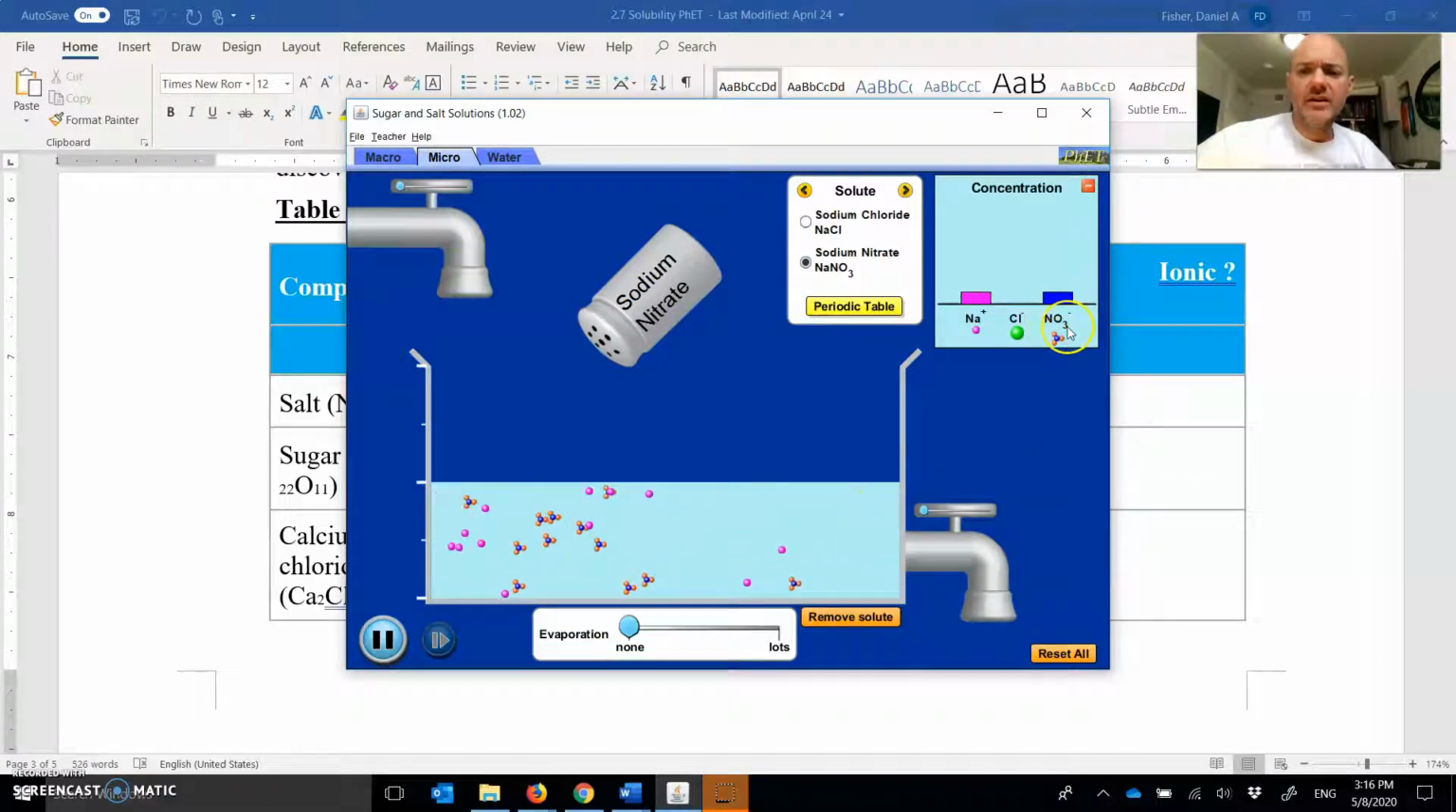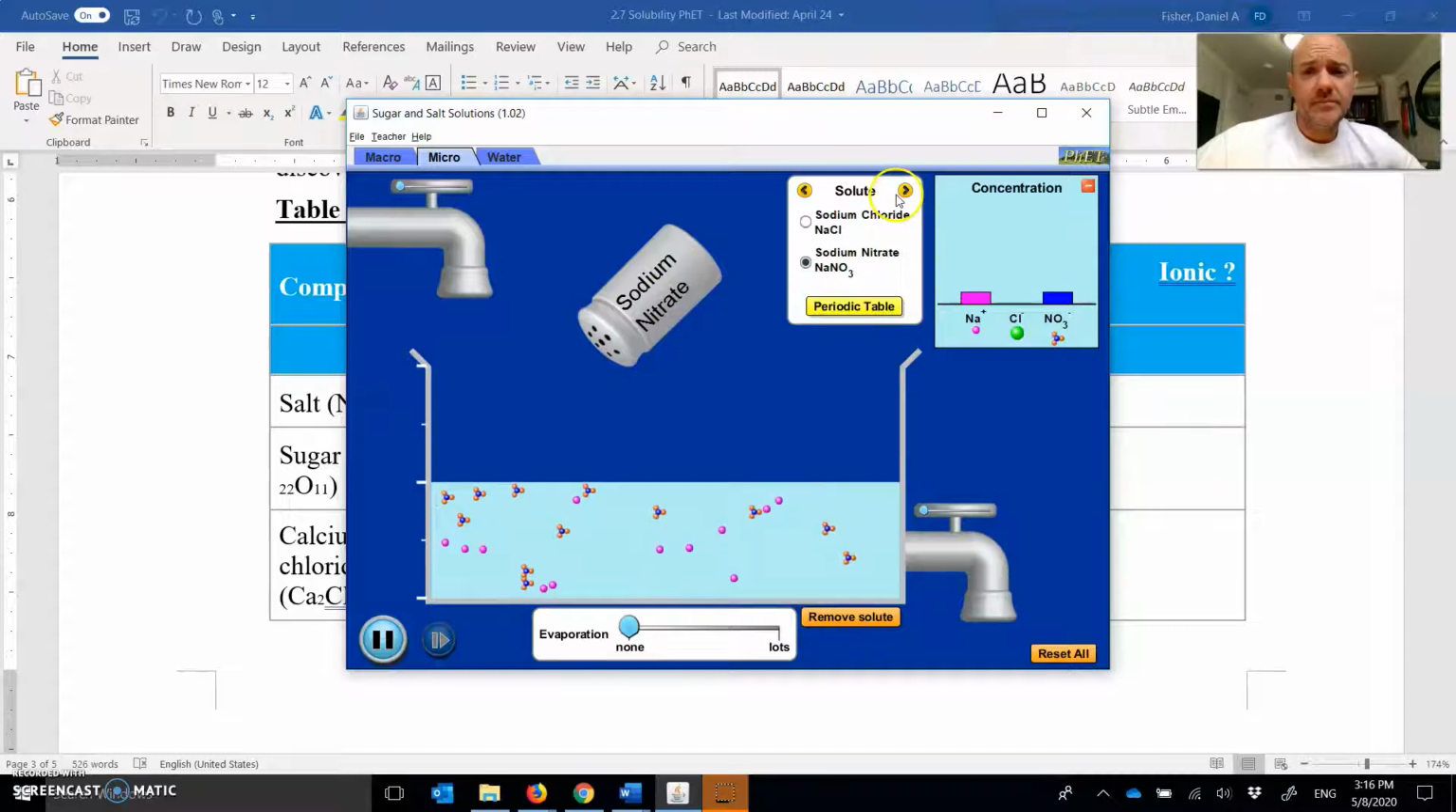I have NO3. So you might remember when we were talking about ionic naming, we talked about monatomic ions. NO3 is nitrate. It is a polyatomic ion. It's an ion made of 1 nitrogen and 3 oxygen all bonded together, but overall it has a negative charge. So there's that. But I do notice that it did break apart into sodium ions and nitrate ions.